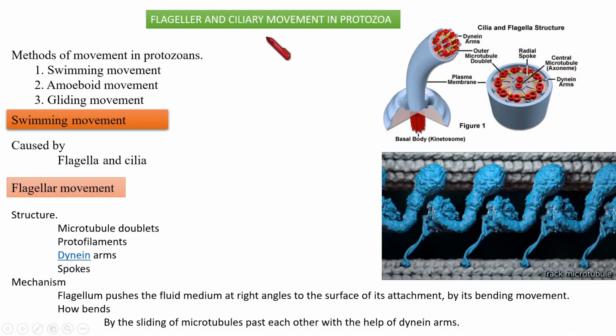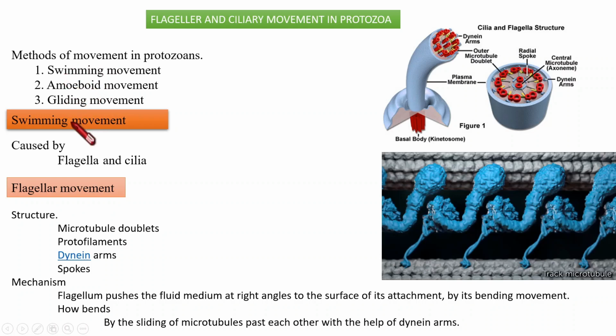Good morning, dear students. Today, in this section, we are going to start the topic Flagellar and Ciliary Movement in Protozoa. In the last few videos, we have seen the mode of infection and pathogenicities of different protozoans. Today, we are going to see their different methods of movement. Many different methods exist: swimming movement, amoeboid movement, and gliding movement. We will see each type in this chapter.